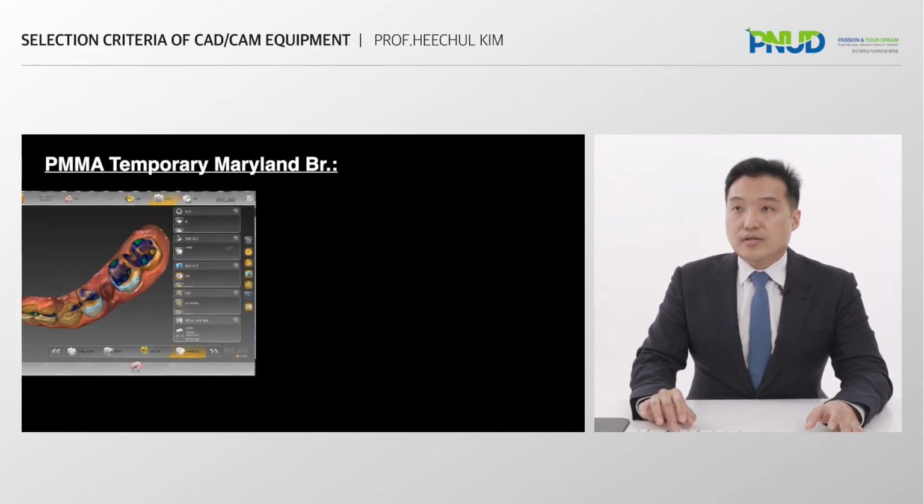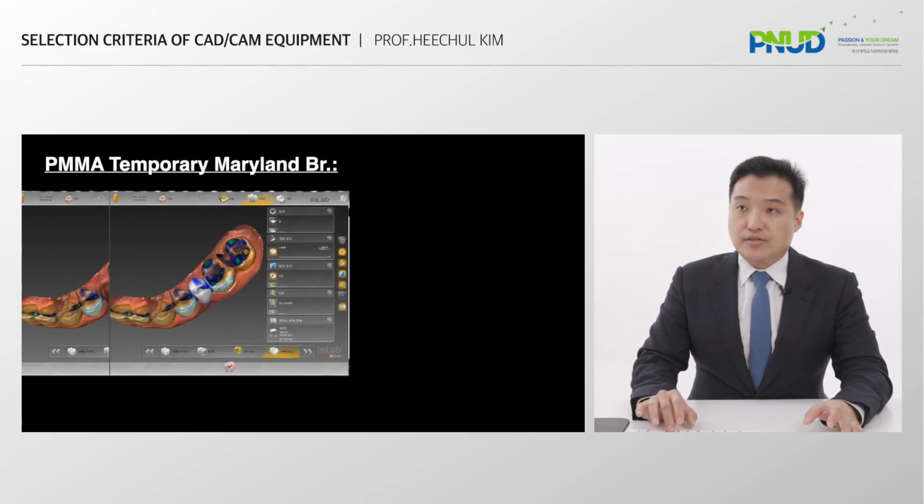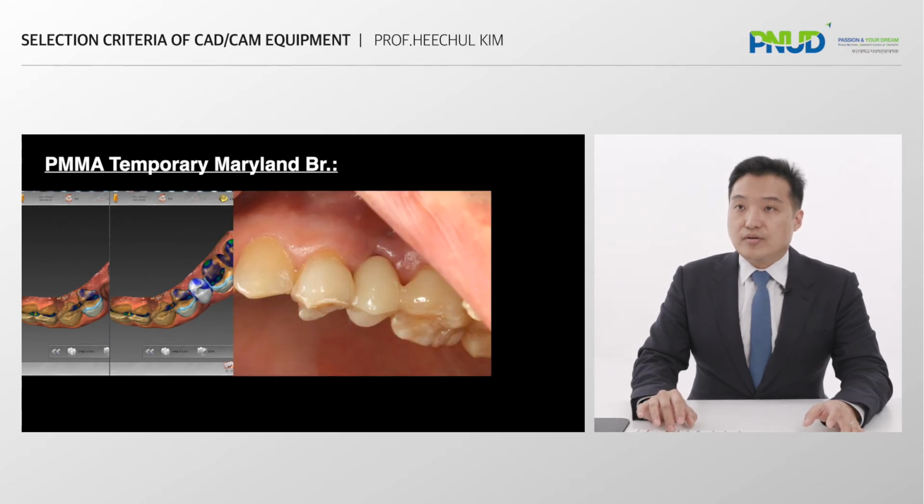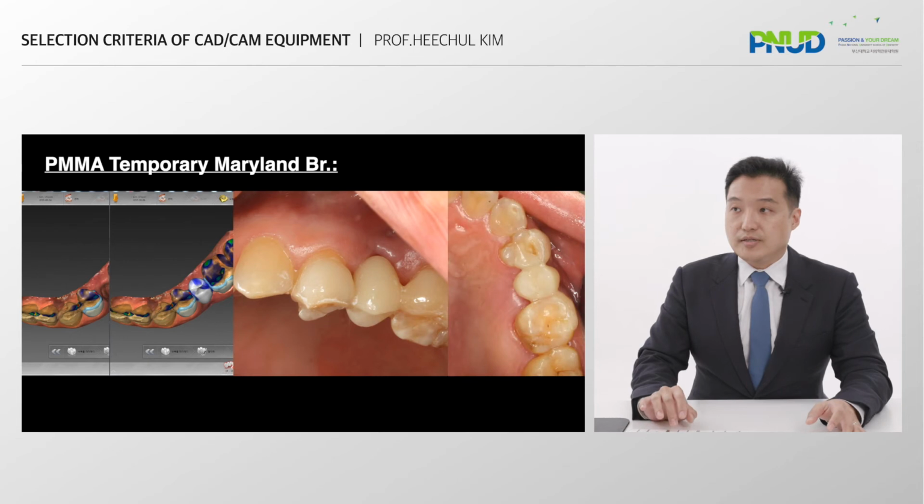Here is a temporary Maryland bridge. PMMA disc material has 2 to 3 times the strength of the existing temporary material. It can be very useful for the temporization of a one-tooth defect up to the premolar region. Resin cement is used for bonding, and it can be used without problems for about 3 months. This case was used for the maintenance period after extraction and socket preservation and before implant placement.